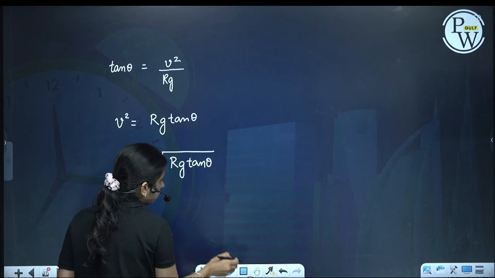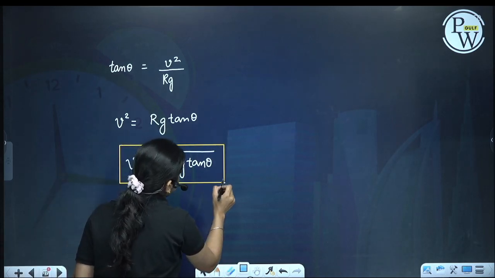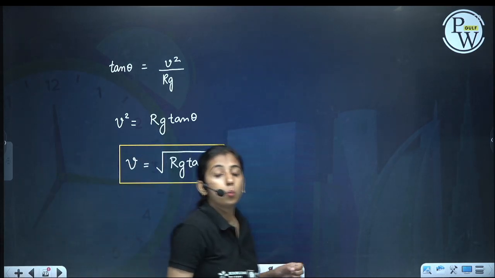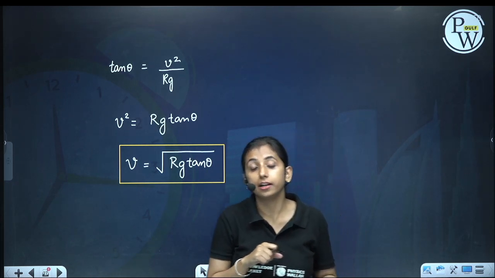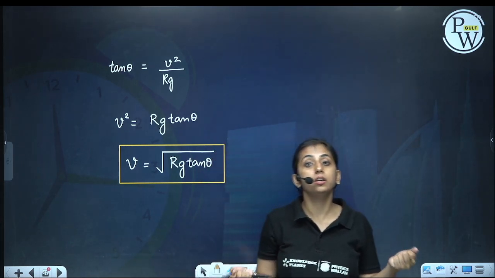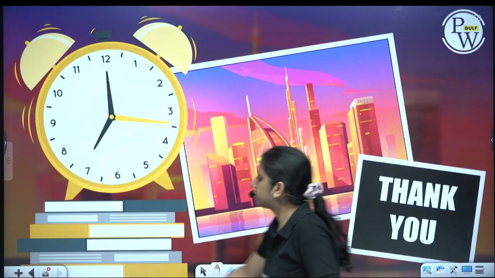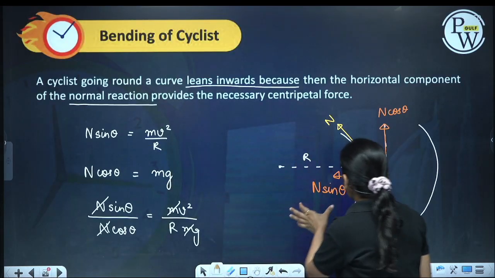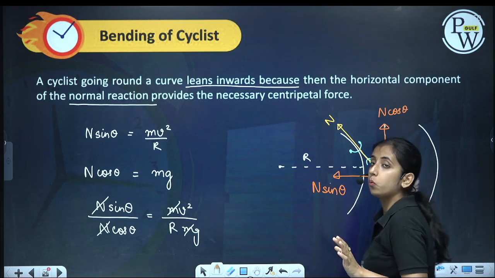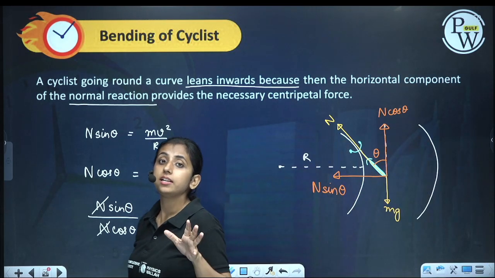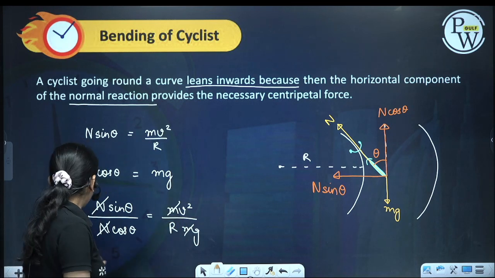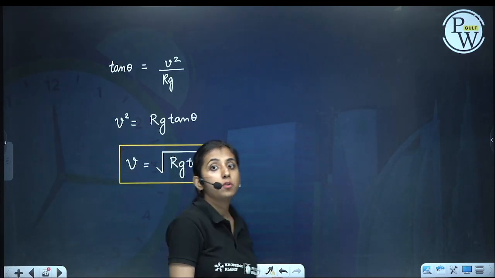This is the speed with which the cyclist can take the turn when he leans inwards, towards the center of the circle, by some angle theta, so that the component of normal reaction provides the necessary centripetal force. So this is the bending of a cyclist.